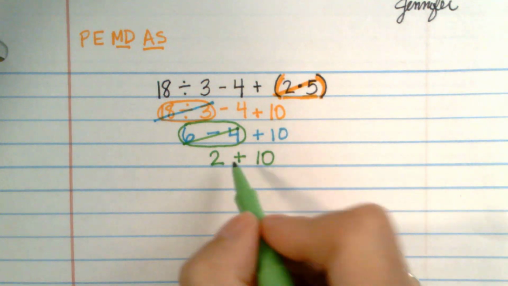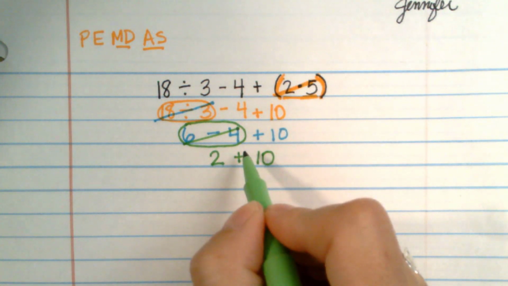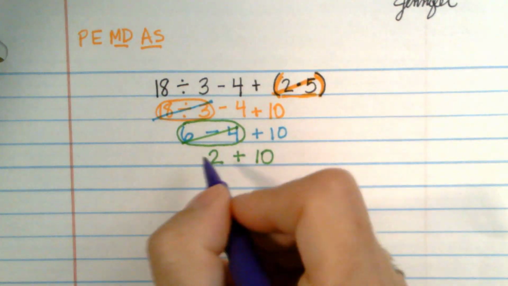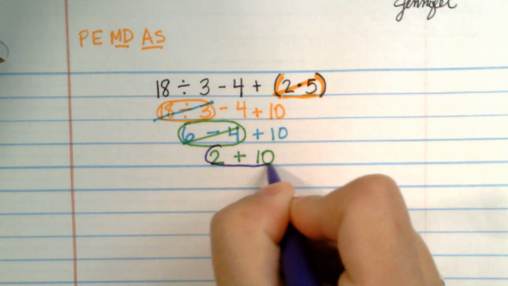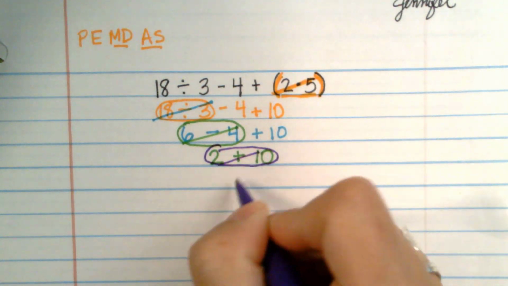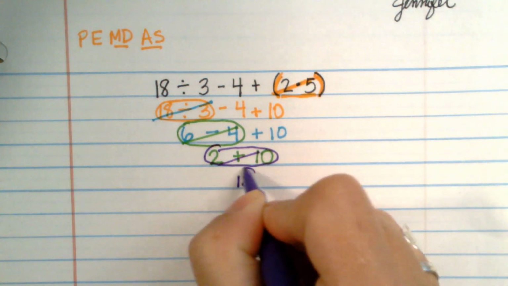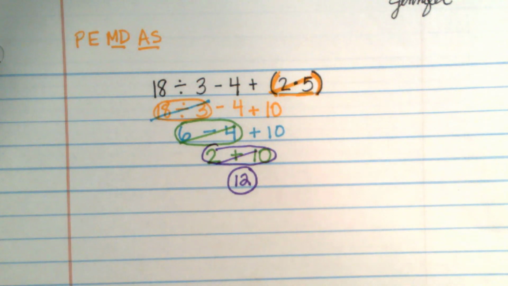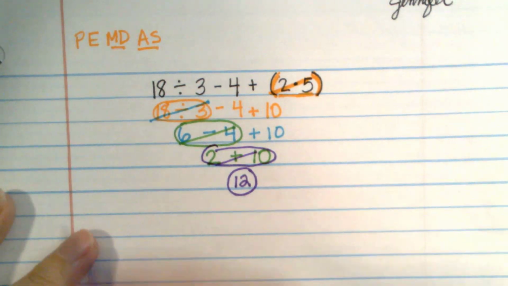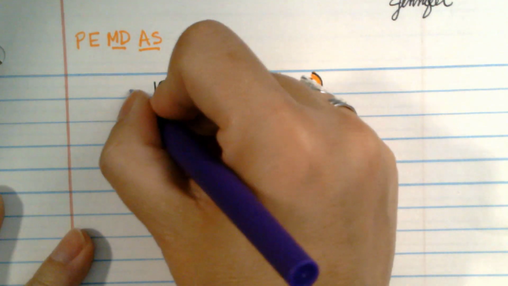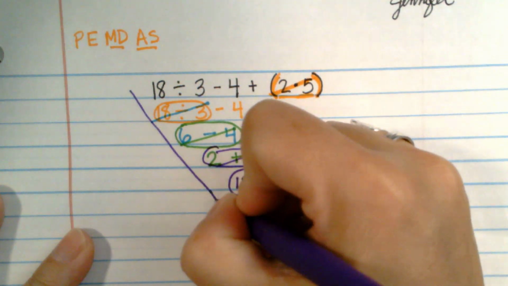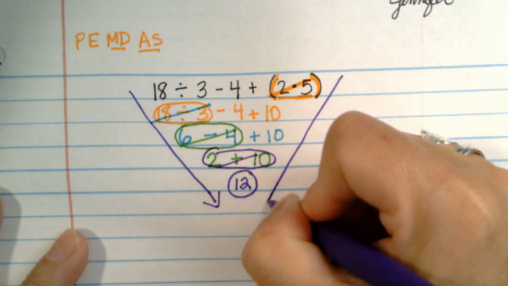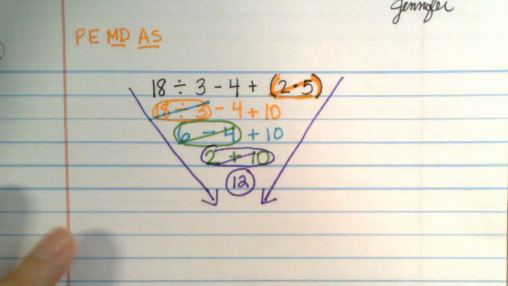Finally, I only have one operation left to do. I do it. 2 plus 10 is 12, and that is my final answer. Notice in these type of problems, my problem kind of goes down into what we call a triangle or a funnel form. It gets smaller and smaller.